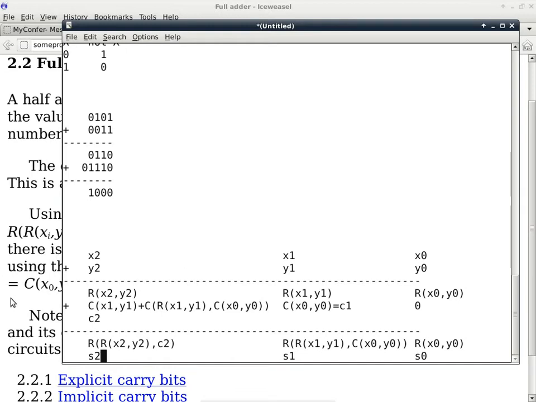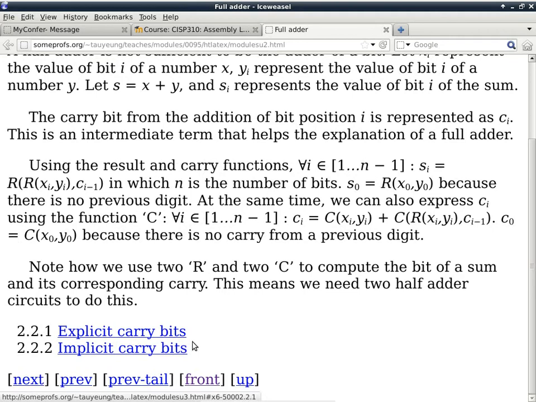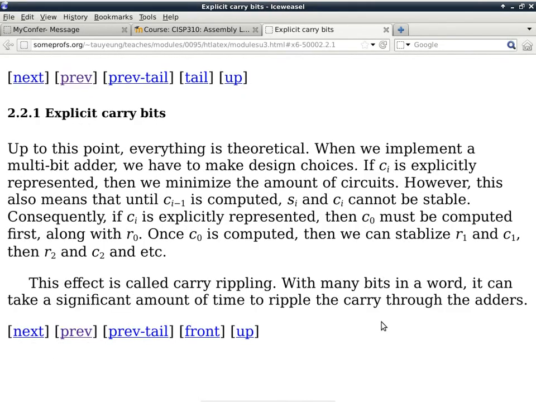Now, when we talk about this, I'll just go back to my notes. I know I'm running out of time right now. Okay. So this slide talks about when you have explicit carry bits. In other words, when each carry bit is explicitly represented, then you can do what we call cascading. You basically have a very uniform design. You have a half adder here, a half adder here, and then the two carries join together and become the carry bit into this half adder. And then you can do the same thing here.